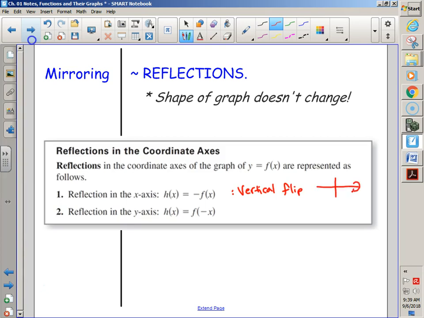If you're flipping about the x-axis, isn't that a vertical flip? What's up is down, what's down is up. So then is this one a horizontal flip? The answer is yes. It's just weird because the name is about the y-axis. But technically, my trick still works. What's right was left, and what's left is right if you go across the y-axis. So my vertical, horizontal trick, way of remembering, is still valid.